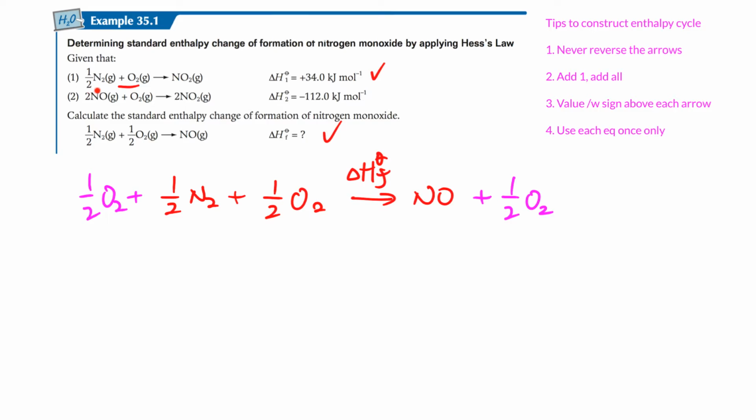So 1 O2 plus half N2, then you become NO2. So this one you have to become NO2 here, and that will be plus 34. Okay, so the next part will be more tricky.